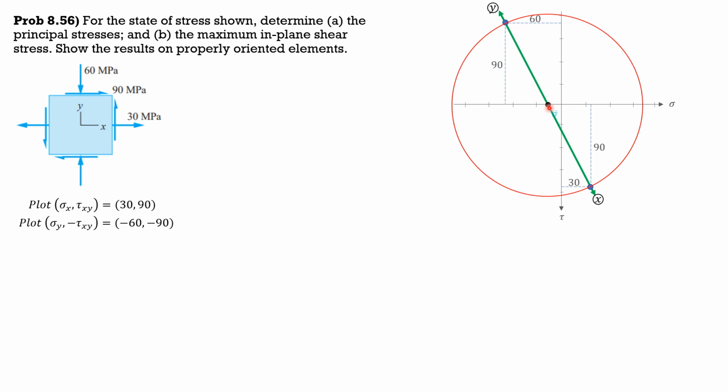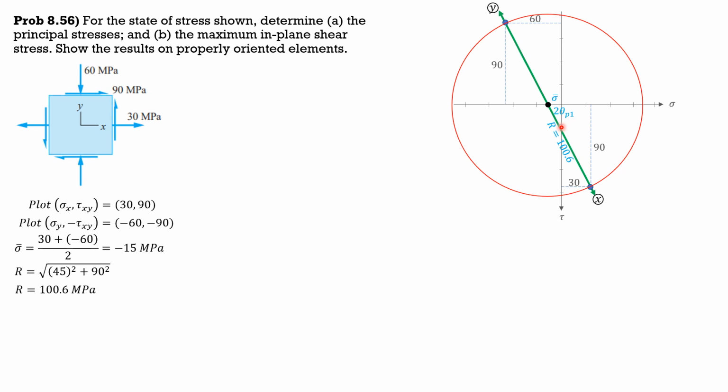So sigma bar is equal to 30 plus negative 60 over 2. So it is negative 15 megapascals. Then this is the radius, the square root of (15 plus 30), so 45 squared plus 90 squared. So the radius is 100.6 megapascals. That's the radius.